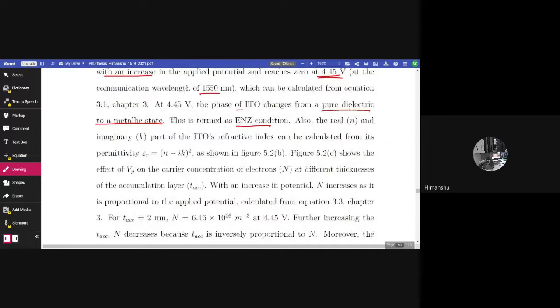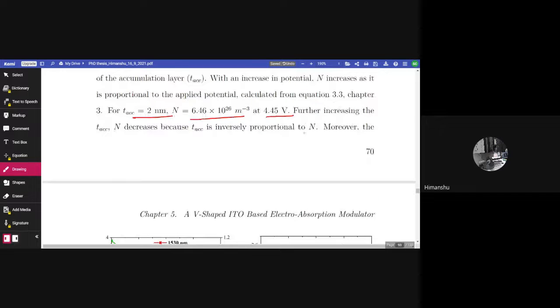Also, the real part n and the imaginary part k of ITO's refractive index can be calculated from its permittivity, epsilon r equals n minus ik whole squared, as shown in figure 5.2b. Figure 5.2c shows the effect of Vg on the carrier concentration of electron n at different thicknesses of the accumulation layer TACC. With an increase in potential, n increases as it is proportional to the applied potential, calculated from equation 3.3 in chapter 3. For TACC equals 2 nanometer, n equals 6.46 into 10 to the power 26 per meter cube at 4.45 volt. Further increasing the TACC, n decreases because n is inversely proportional to TACC.